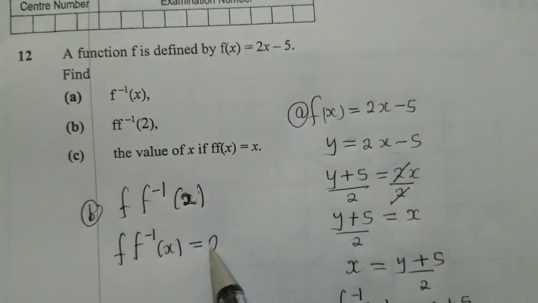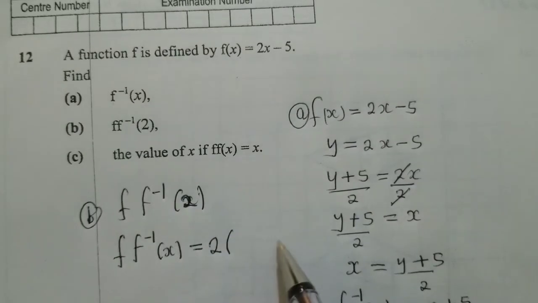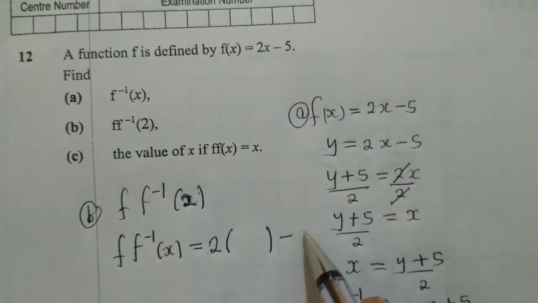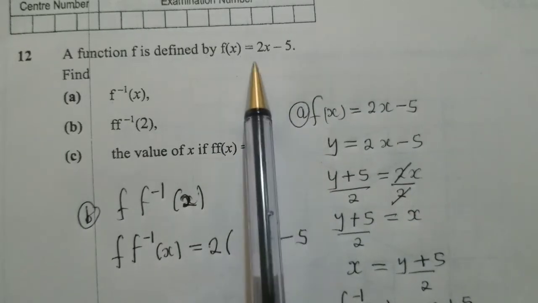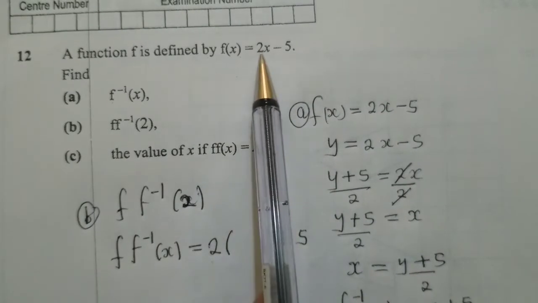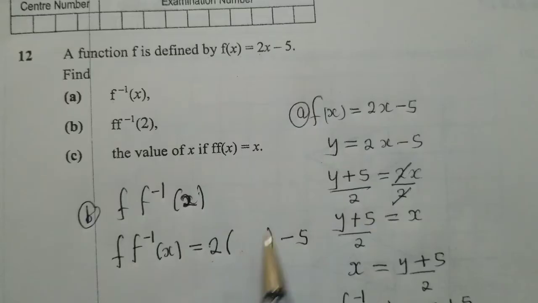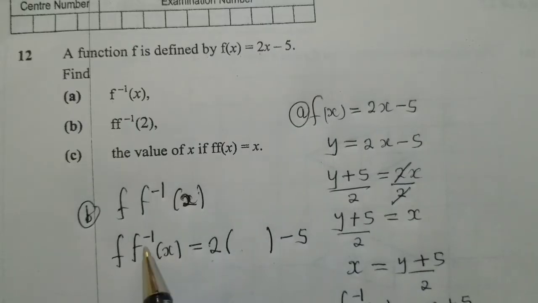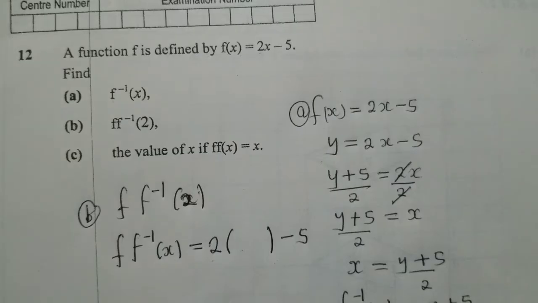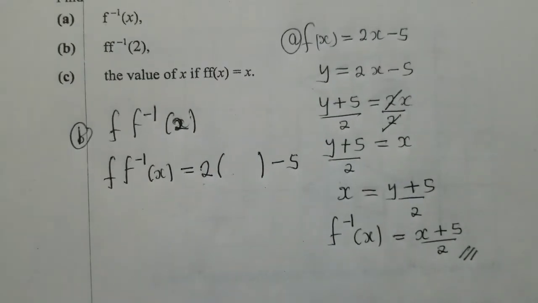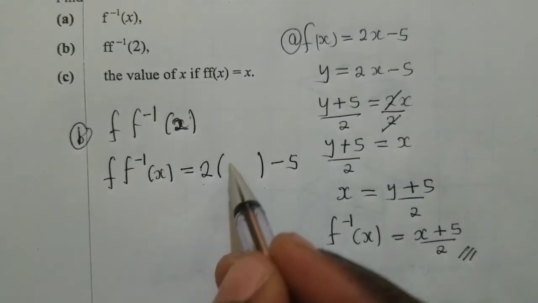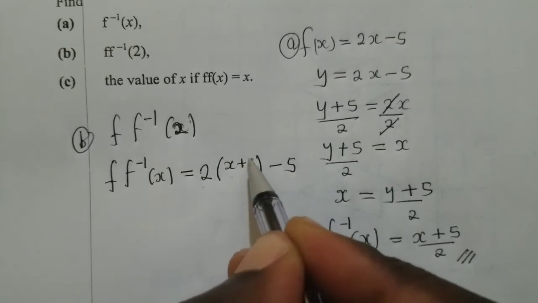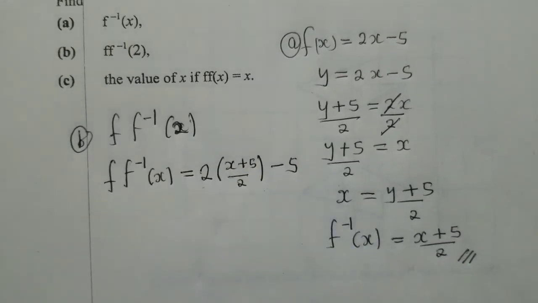So what I mean is I'm going to write a 2. Where there is x, I'll skip, and the minus 5. So you can see 2 is right here on x. I will skip, I'll put the brackets, minus 5. Now what am I supposed to put inside here? It's this function which is inside, the f inverse. And f inverse is right here. This is f inverse. It's x plus 5 over 2.